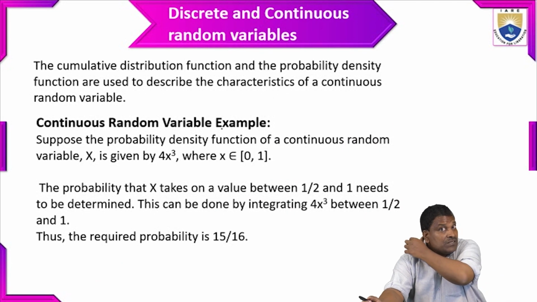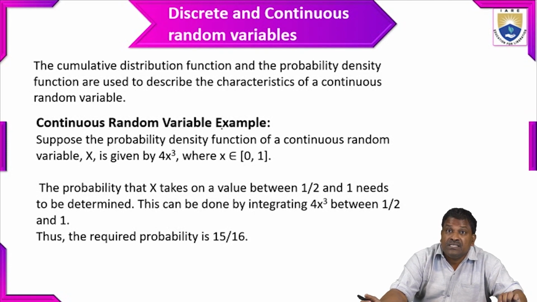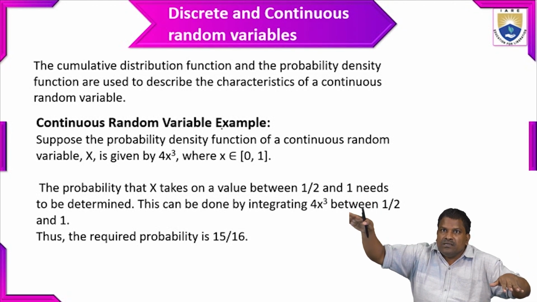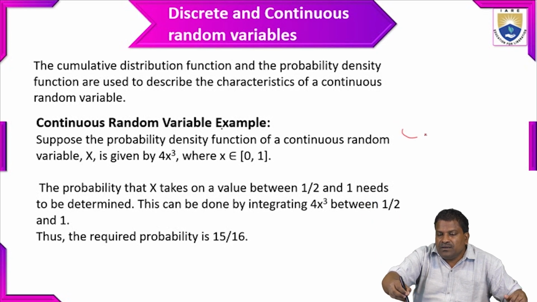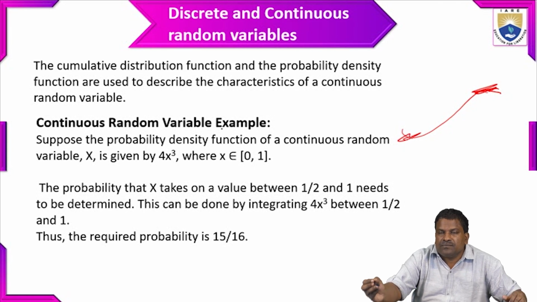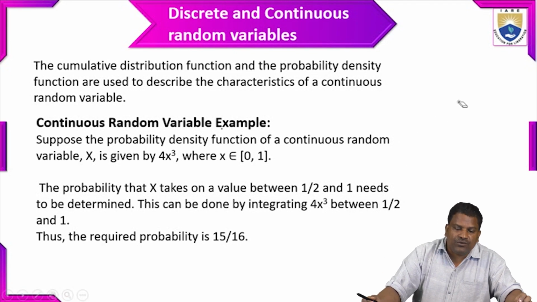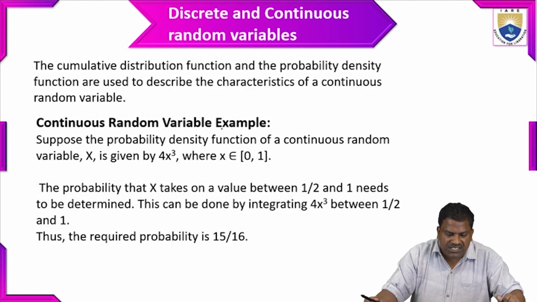Next, the cumulative distribution function. What is meant by cumulative? Cumulative means it should have some boundaries, a lower bound and an upper bound. That function may go somewhere, that is the upper bound, and that is the lower bound. In between, that function varies. That is called cumulative. The cumulative distribution function and the probability density function.